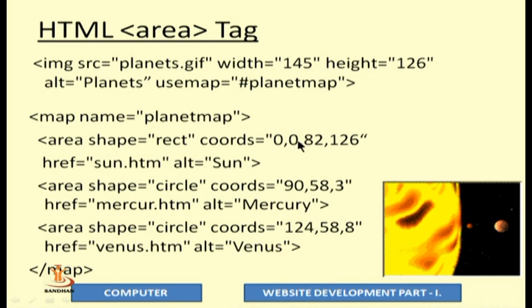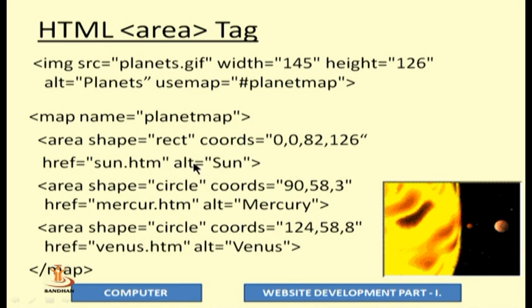So here is 0 0. This represents that particular point. This is the second coordinate, that is 82 126. So here is the coordinate 82 126. So for this particular area I have used alternate text, that is sun. So if anybody is rolling over here, it will show sun. So he can understand that this is the sun area.